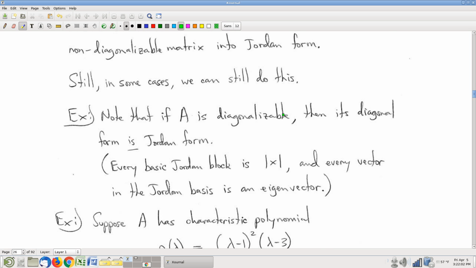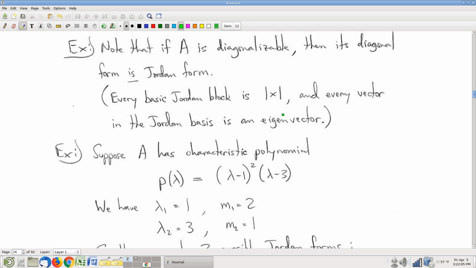So there are certain situations where Jordan form, Jordan bases kind of work out nicely. For one thing, I'll observe that if the matrix is diagonalizable, if you think about it, having the matrix have a diagonal form, you can think of each diagonal entry as a little itty-bitty 1-by-1 basic Jordan block. So in fact, every matrix that is diagonalizable is Jordanizable. The diagonal form is the Jordan form. So that's sort of a trivial special case. And of course, the Jordan basis is just made up of the eigenvectors, as the eigenvectors were how you diagonalized.